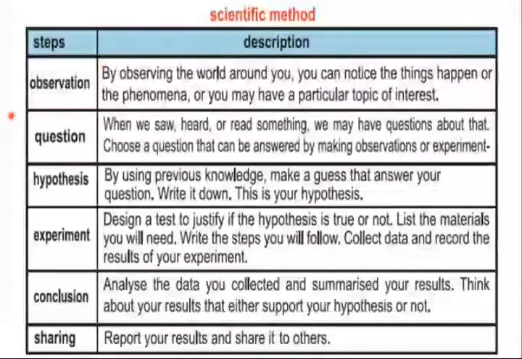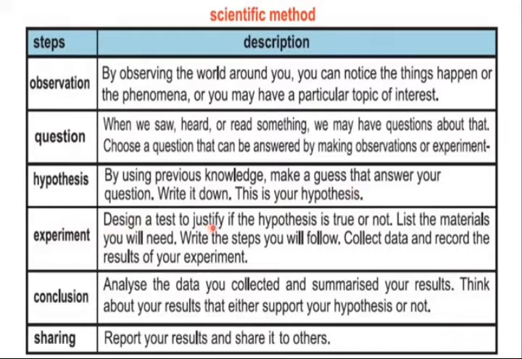First one is observation. By observing the world around you, you can notice the things that happen, or the phenomena, or you may have a particular topic of interest. Question. When we saw, heard, or read something, we may have questions about that. Choose a question that can be answered by making observations or experiment. Hypothesis. By using previous knowledge, make a guess that answers your question, write it down. This is your hypothesis.